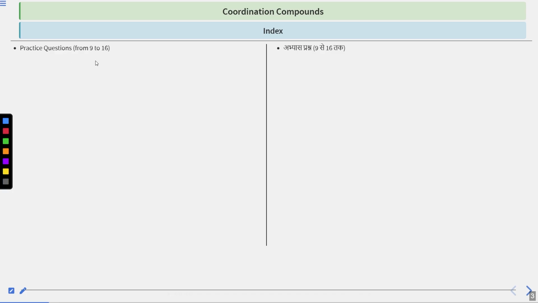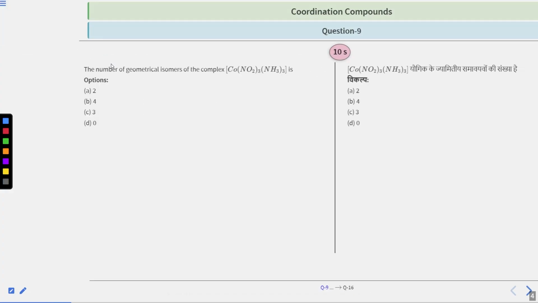So this is our index, and today we are going to see the practice questions from question number 9 to question number 16. Let's start with question number 9.